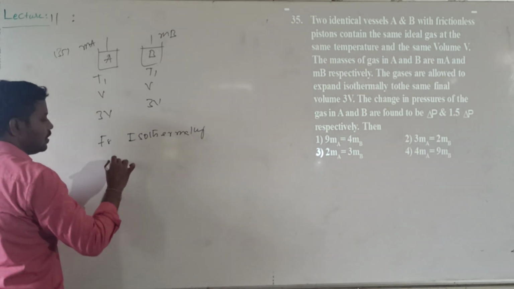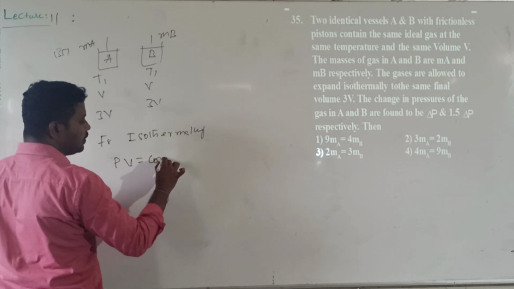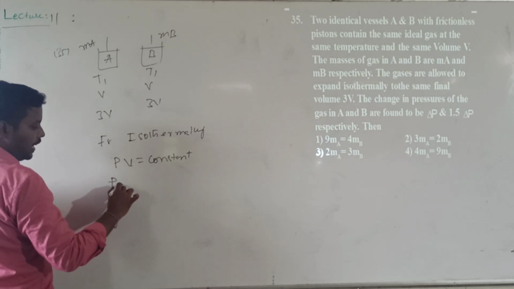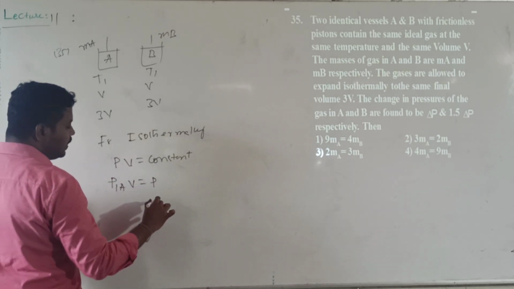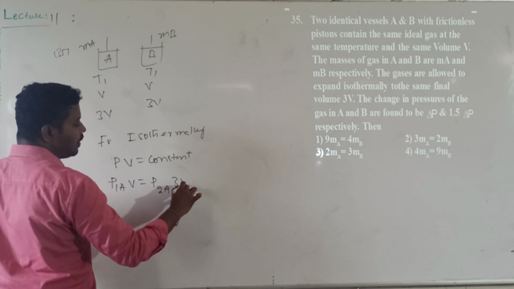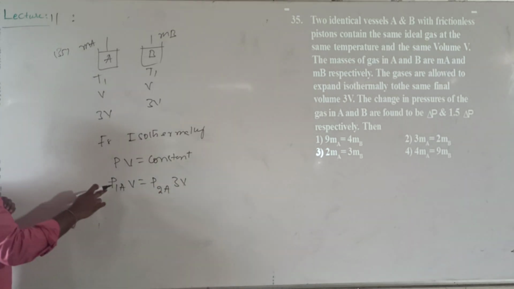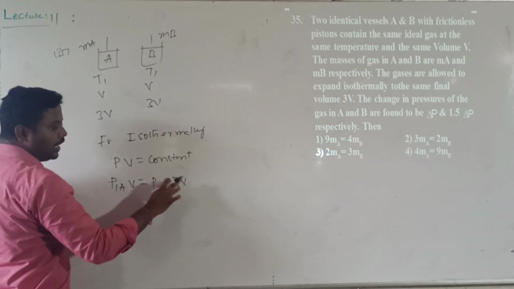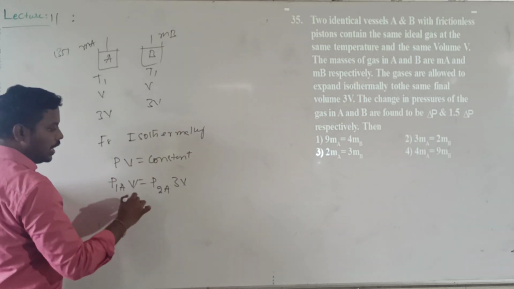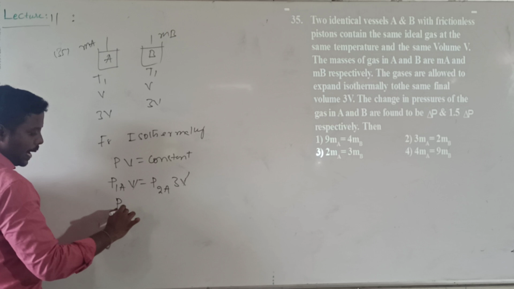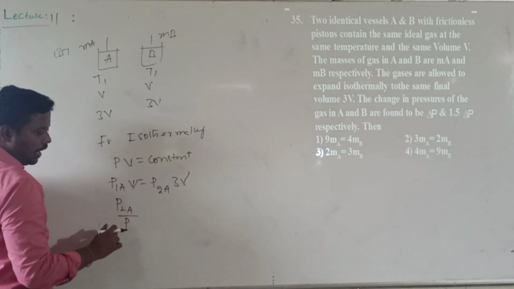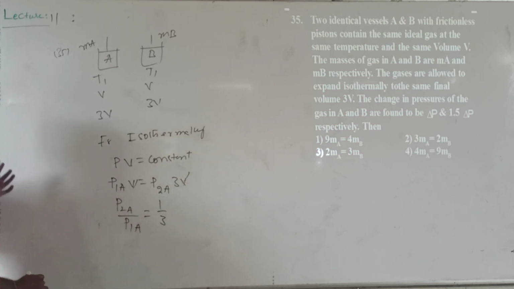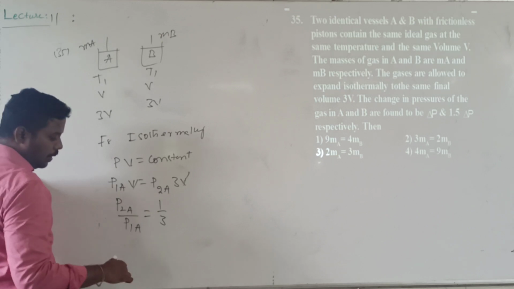For an isothermal process, PV is constant. When PV is constant, what can I write for A? P1A into V is equal to P2A into 3V. This is for vessel A. So initial pressure P1A, initial volume V, final pressure P2A, and final volume 3V. The V values cancel. So P2A divided by P1A will be equal to 1 by 3.